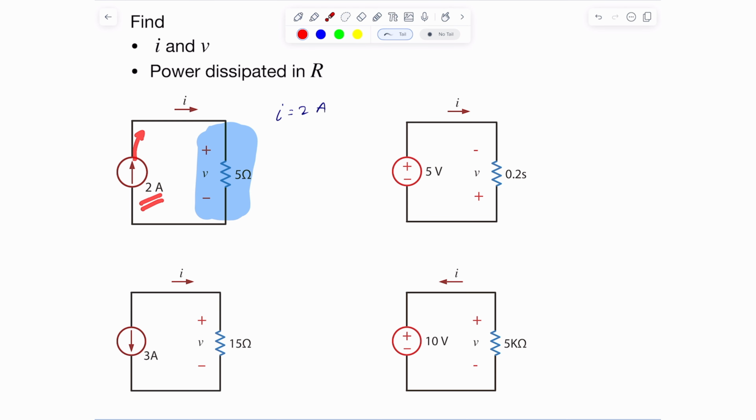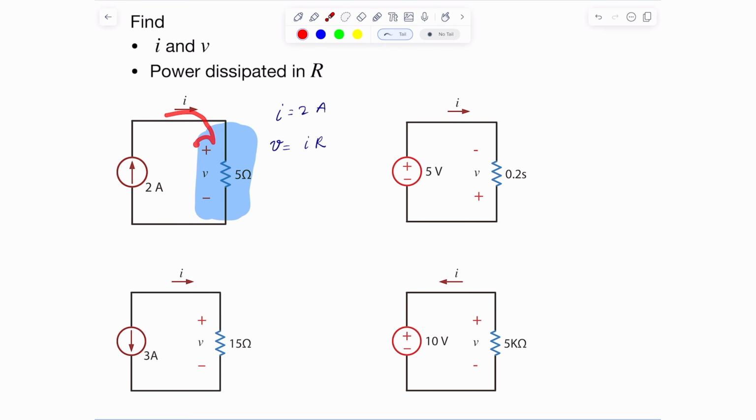And because there's no other elements going between that particular source and this resistor, that means this particular I is exactly the same as the 2 amps. So that's straightforward. What about the voltage? Well, we don't know the voltage across a current source, so we have to compute it. Because we have a resistor that we know its value and we have the current going through it, it's a straightforward implementation of Ohm's law. So Ohm's law tells me in this particular case, V equals I times R. But obviously I had to figure out the passive sign convention is correct.